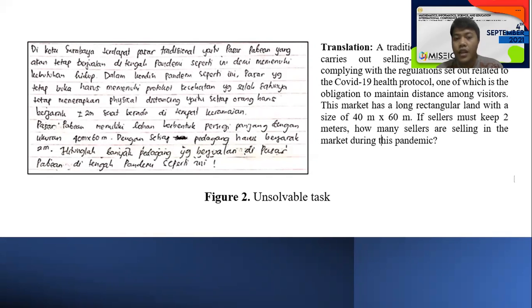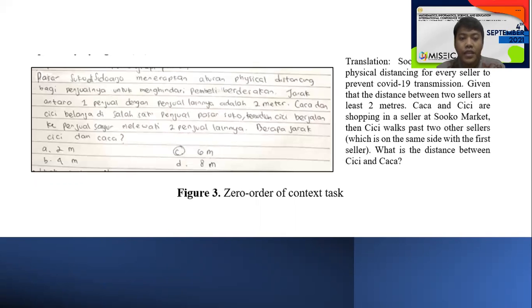So first of all, we labeled every task into whether the task is solvable or unsolvable. Why is this task unsolvable? For example, this task is unsolvable because it does not state some important assumptions, such as the size of every seller's room and the size of the path where the visitor may occupy, and other reasons.